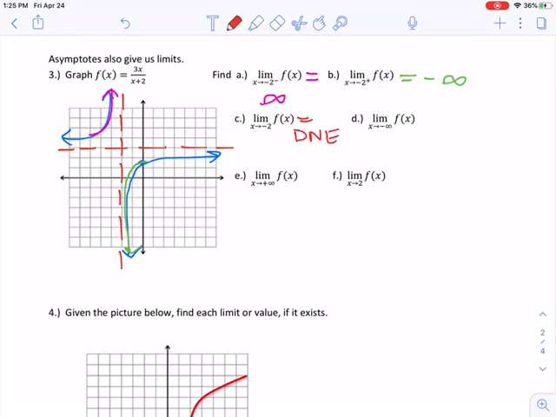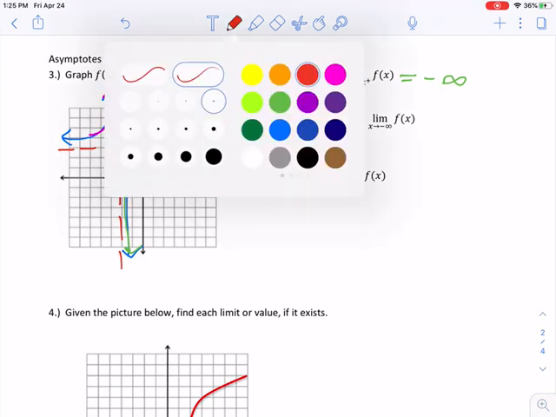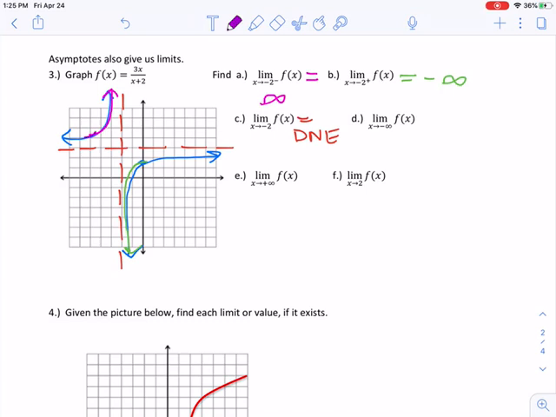D says find the limit as x approaches negative infinity. So as my x's approach negative infinity, then I'm going to keep on riding this top graph forever and ever. I'm going to get closer and closer to a y-coordinate of 3. So my limit would be 3. On the other hand, in E, I want to find the limit of f of x as x approaches positive infinity. So as my x's are getting larger and larger, I'm also getting closer and closer to a value of 3.